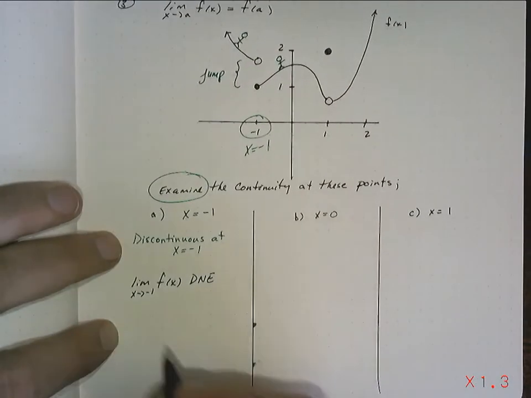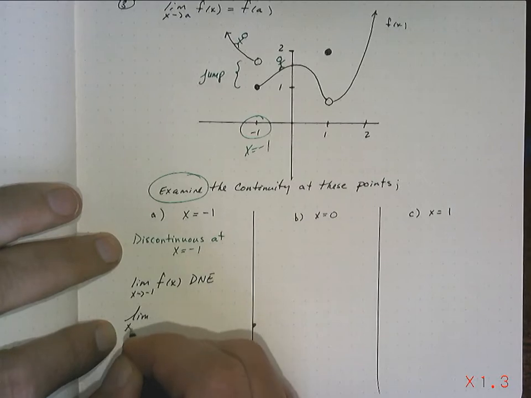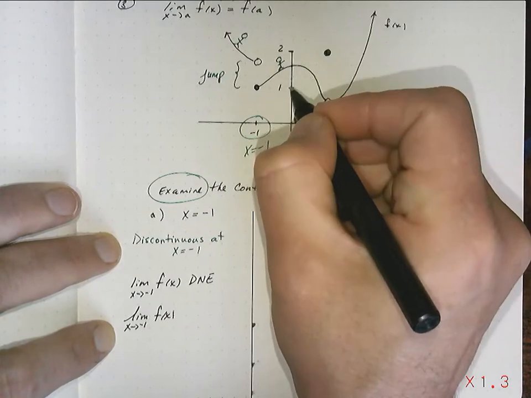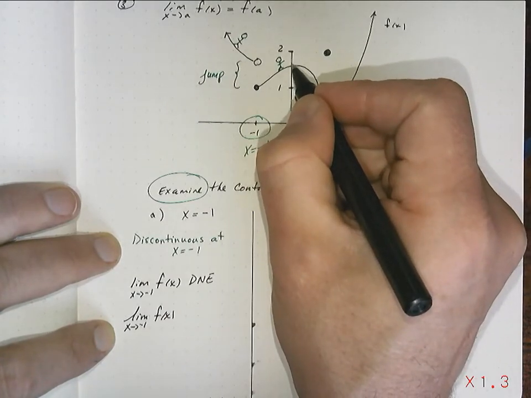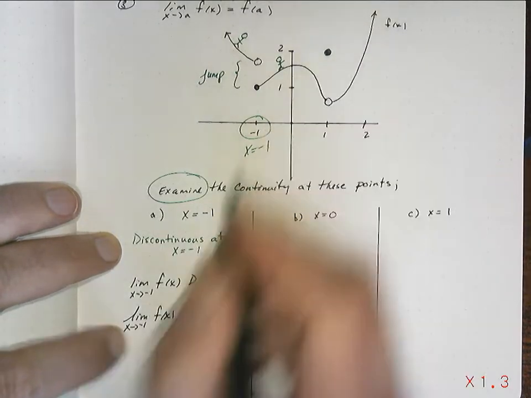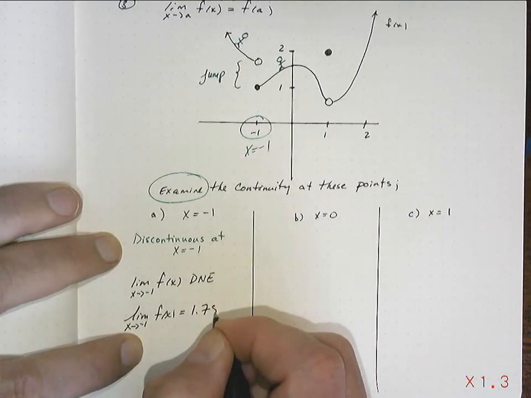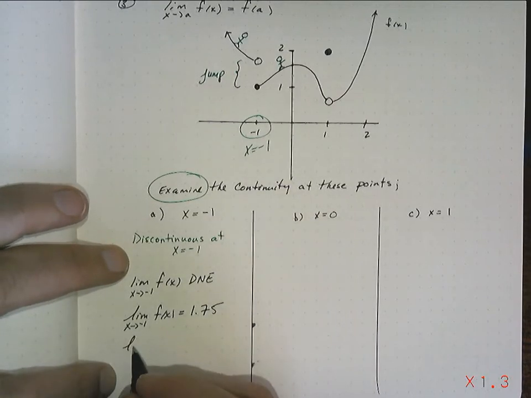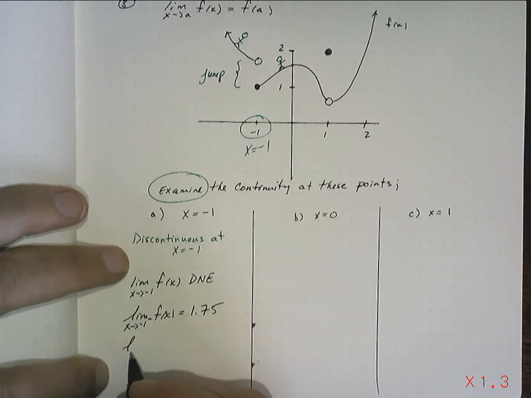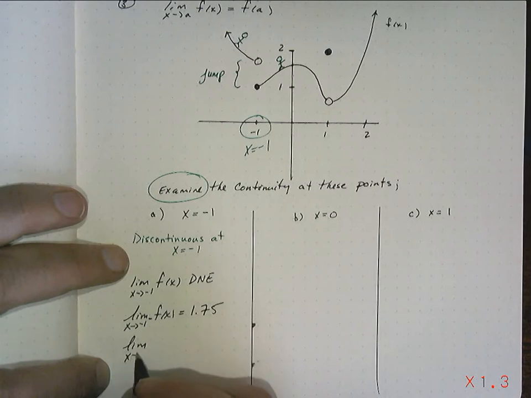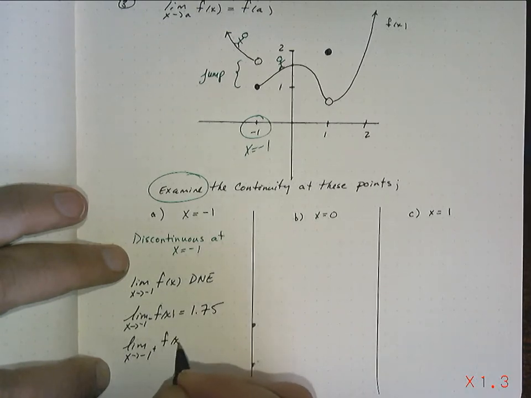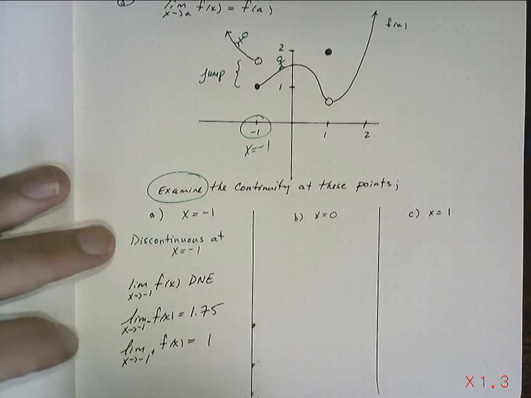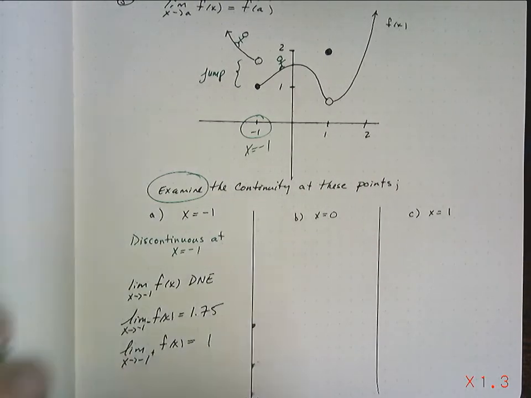The reason why it doesn't exist is because when I approach it from the left, I seem to be approaching, well, I don't know, I've got to guesstimate what this is. Howbeit I call it 1.75. You can all either agree or disagree, and that's what I'm going to call it. And the limit as I approach from the right of f of x seems to be approaching 1. And last time I looked, 1 and 1.75 are not the same.